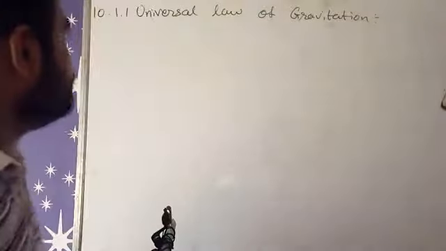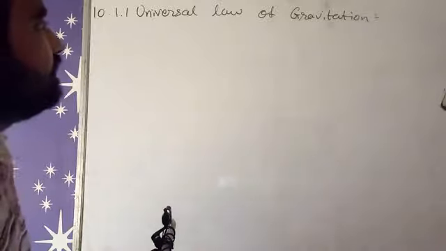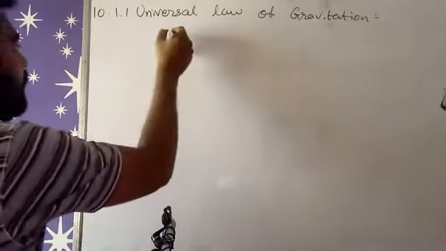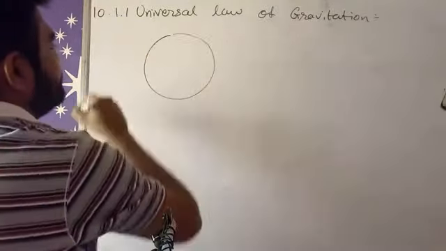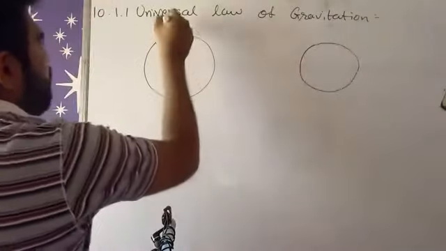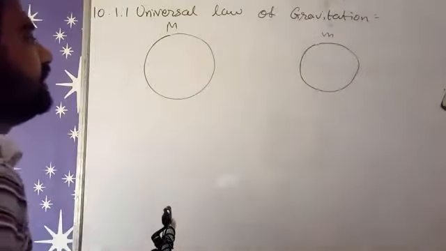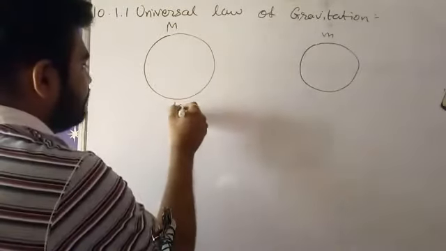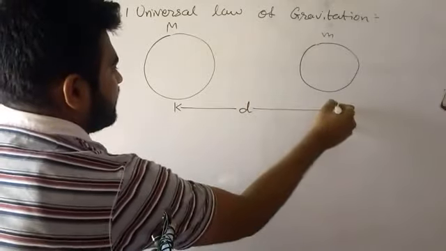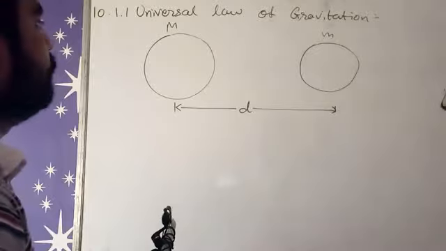Now our topic is the universal law of gravitation. To study this universal law, suppose we have one sphere of mass M and another sphere of mass small m. The distance between these two spheres is, let us take it as small d.